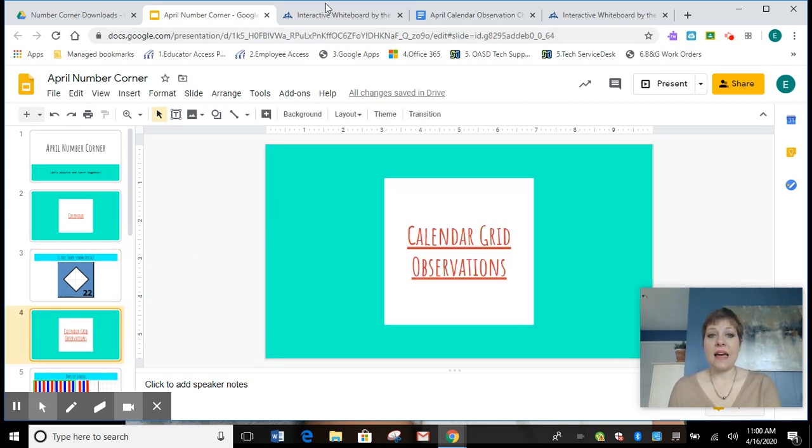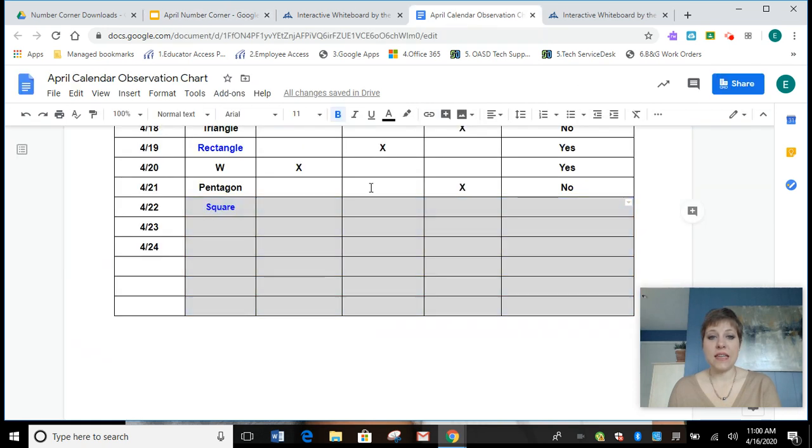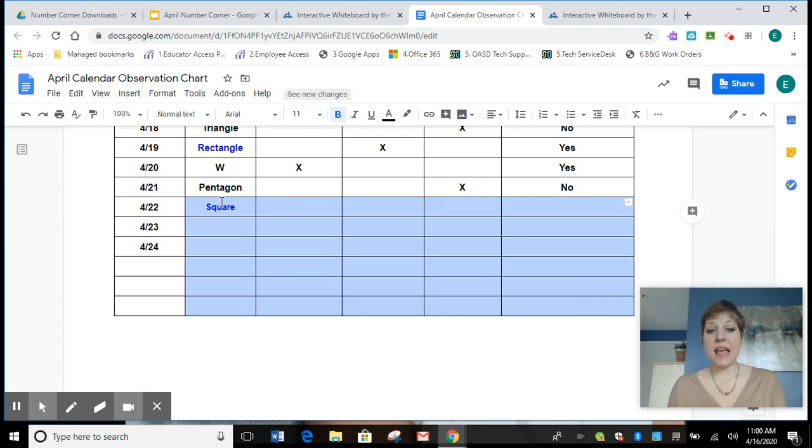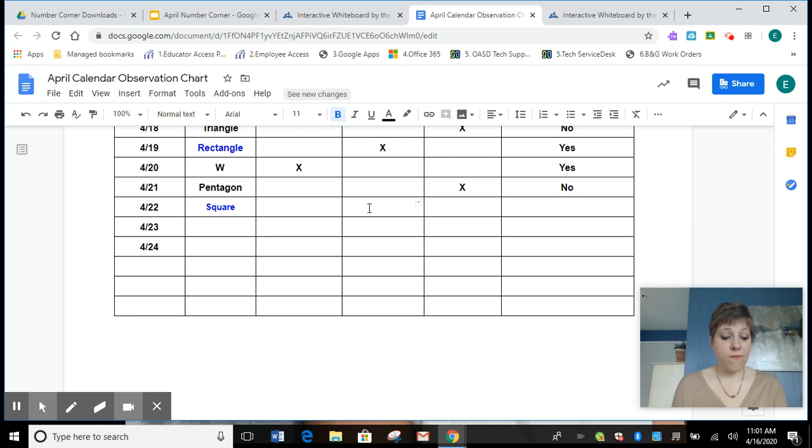Let's go add our observations into our calendar observation form. So we saw a square today. It is blue because a square is a type of quadrilateral because it has 4 sides. This shape was able to be split into 4 equal pieces. And yes, it had symmetry.